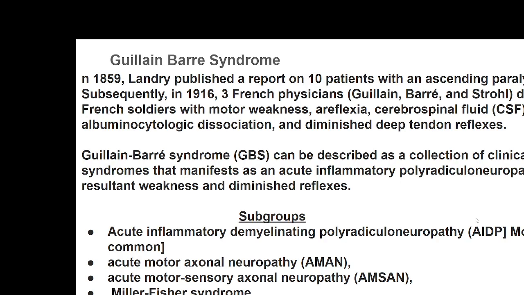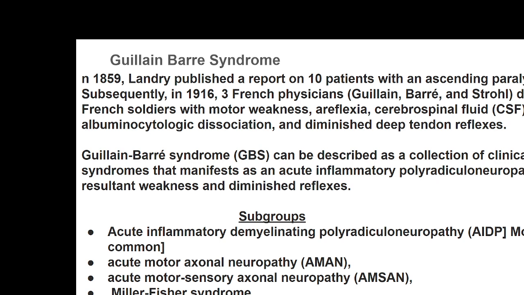Next is about Guillain-Barré syndrome, which is a continuation of the neuropathies. Now, it's also a sort of neuropathy. Historically, in 1859, an author called Landry published reports of 10 patients with an ascending paralysis.